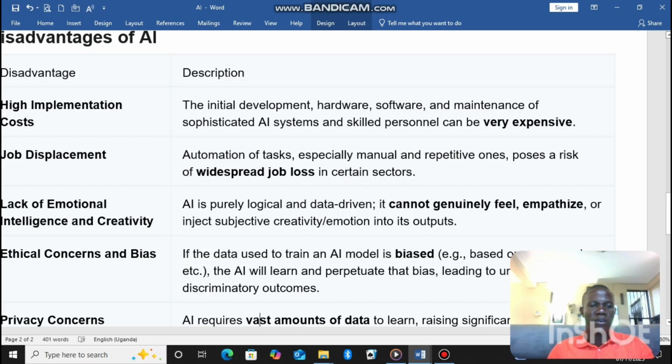Then we have this part that we need to understand together. There is ethical concerns and bias. You now find that if the data used to train an AI model is biased, for example, maybe based on religion, the AI will learn and perpetuate that bias, leading to discriminatory outcomes. Of course, the decision that is going to be arrived at will be based on how it is formatted.